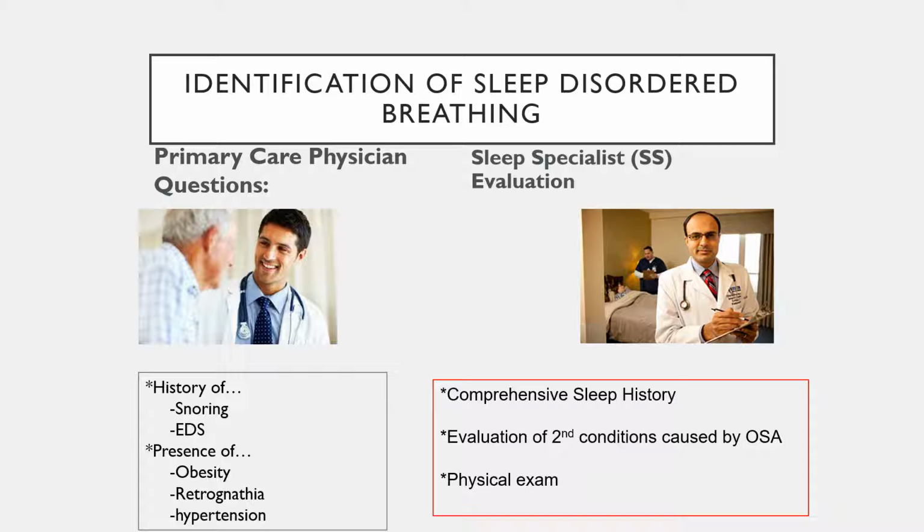So the other option would be to speak with a sleep specialist and have an evaluation with them. And they could do a comprehensive sleep history. They're going to evaluate any secondary conditions caused by OSA, for example, hypertension, coronary artery disease, etc. And then they're also going to do a physical exam.